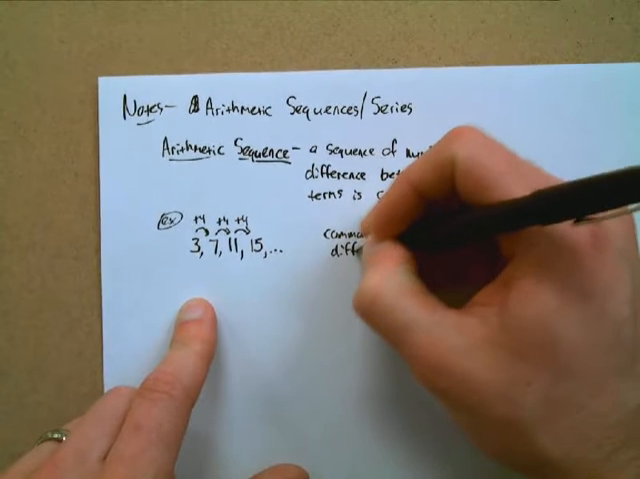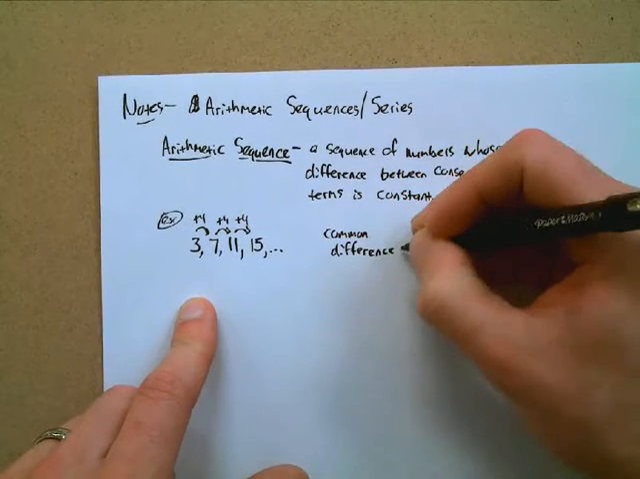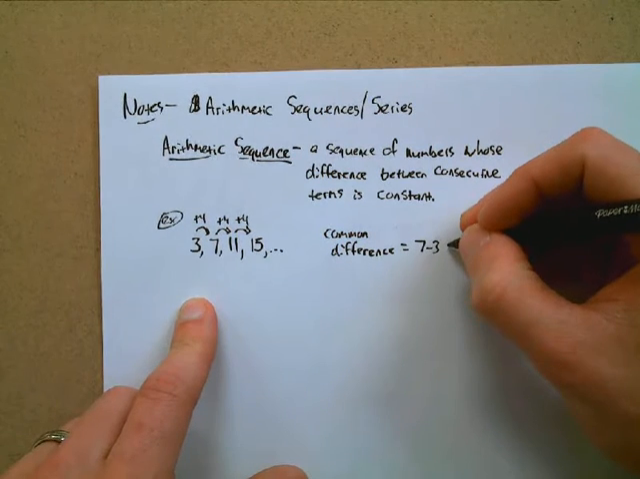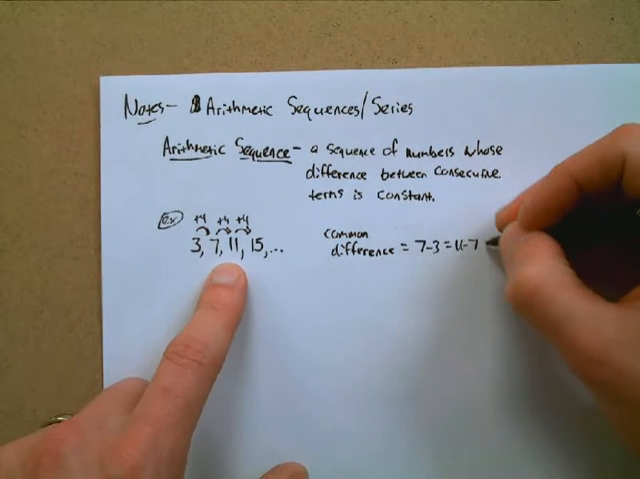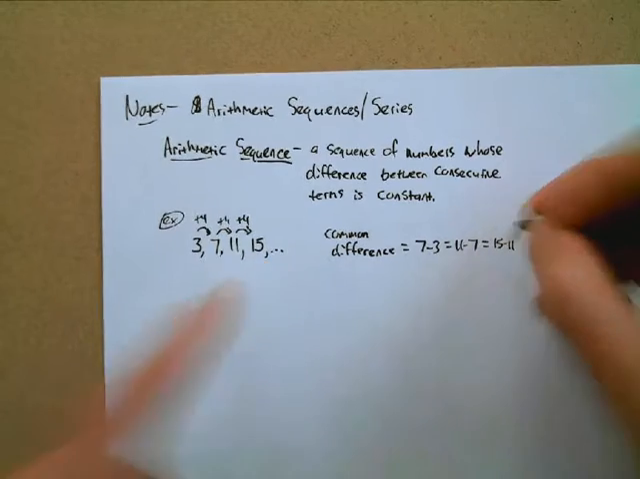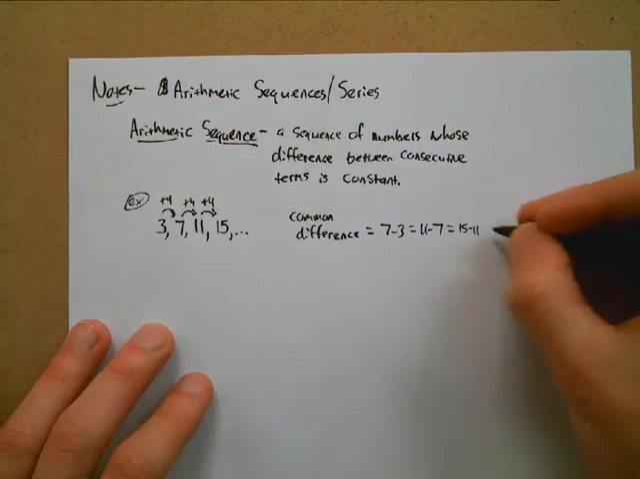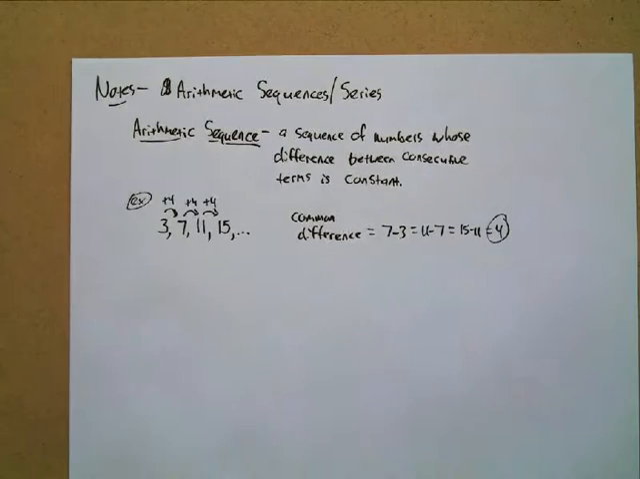So you can do 7 minus 3, which is equal to 11 minus the 7, which is the same thing as 15 minus 11. You can pick any pair of consecutive numbers, and it should be the same amount, and it's equal to that 4. Okay. So it's the common difference between the terms there. That's an important aspect, right? Every arithmetic sequence will have that common difference.